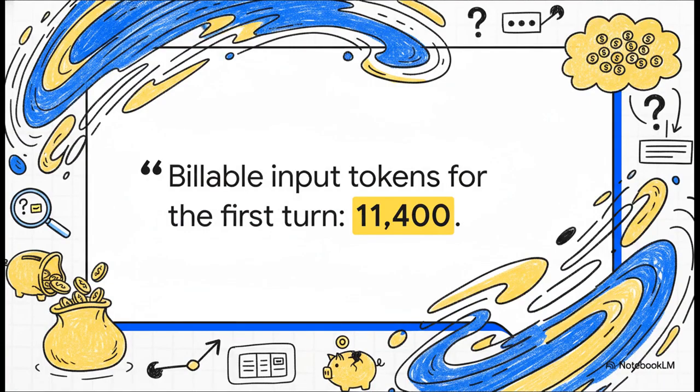I was looking at an agent's logs the other day, and I saw this number. The user's actual query was maybe 6 tokens? Super short. But the billable input for that very first turn was a staggering 11,400 tokens. Honestly, for a second, I thought our counter was broken. But it's not a bug, it's a feature, and it is an incredibly expensive one.